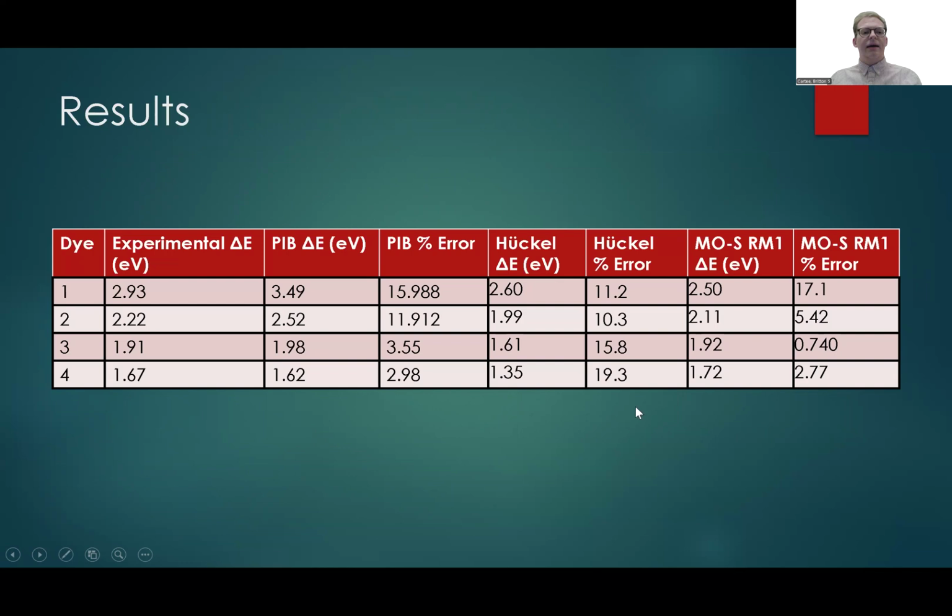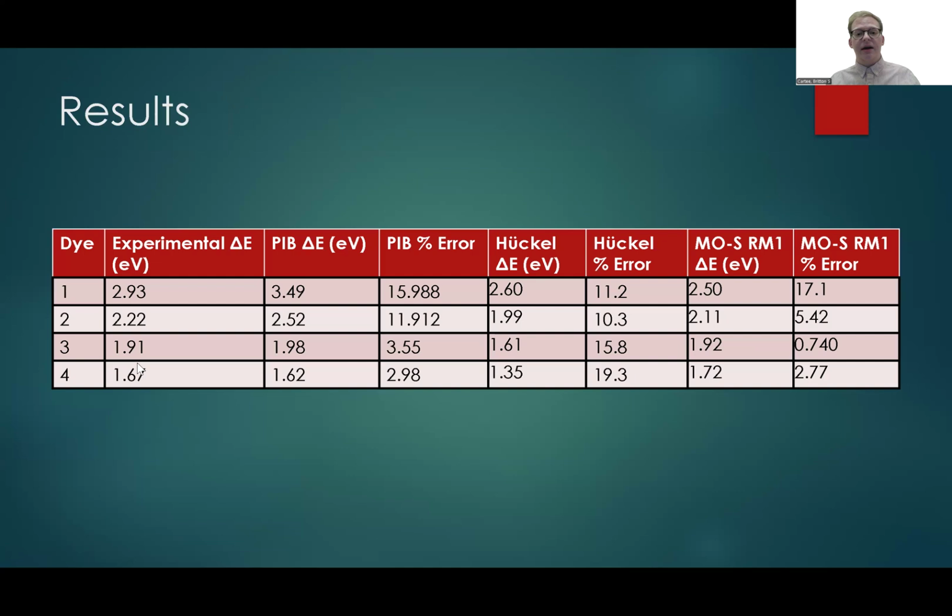Now, something that you're probably noticing here is that for our smaller molecules, dyes 1 and 2, generally speaking, these models aren't great predictors for the change in energy. RM1 does a pretty decent job for dye 2, but not that great. And for particle in a box and Huckel, it's just not doing a good job at all. We still have a lot of error there. It's not getting a very accurate value.